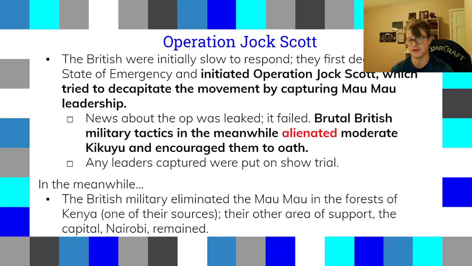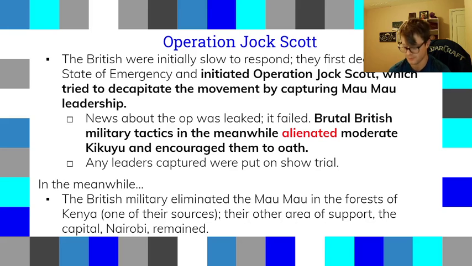What do I mean by alienate? That means it kind of turns them off to helping the British, and it encourages, again, a large percentage of Kikuyu to oath and to join up with the Mau Mau. They do capture a few leaders, including one who's going to go on to be the first leader of Kenya after it becomes independent. They basically put him through a show trial, but they didn't really capture the actual Mau Mau leaders themselves.